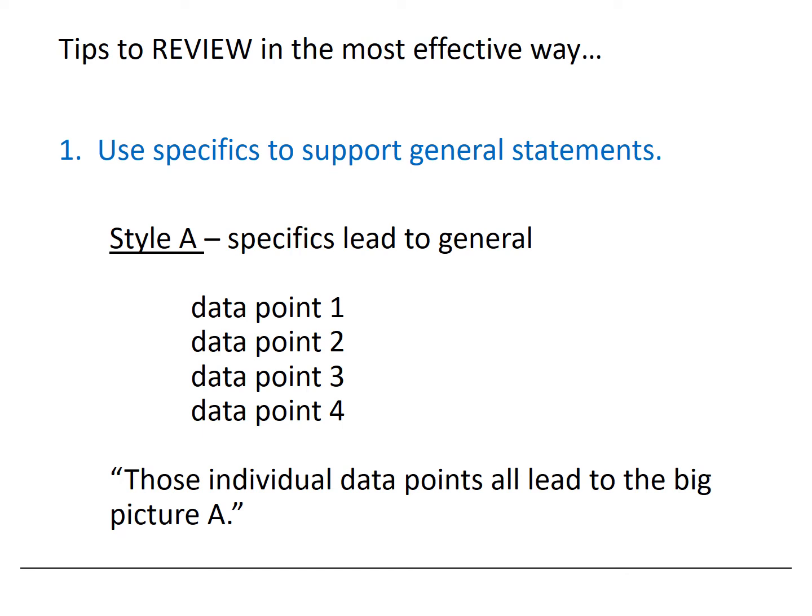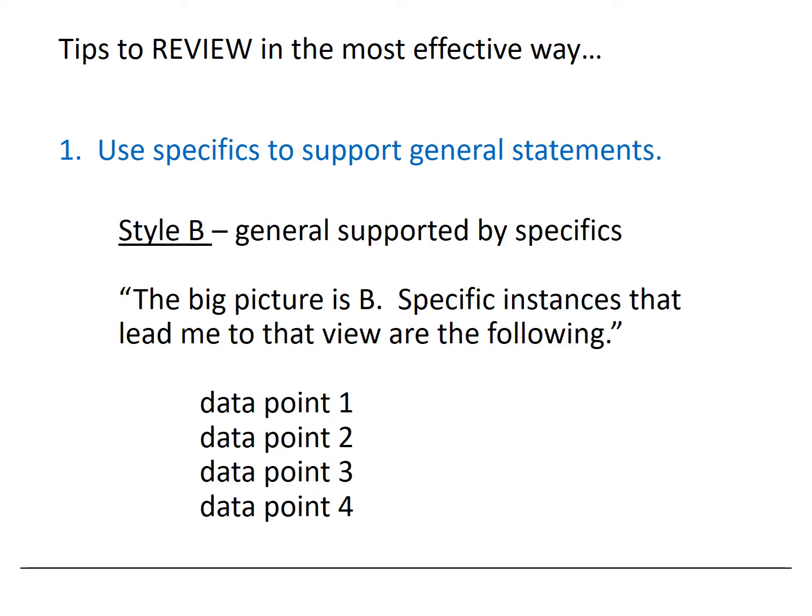For example, the manager communicates several specific data points, in this case data points 1 through 4. Then the manager ties those points together with the overall big picture statement. In our example before with the employee who is disorganized, this style would have the manager repeat the 6 different symptoms and then say something like, "These seemingly different issues all point to one big picture about your performance. They are all the result of an ineffective personal organization system."